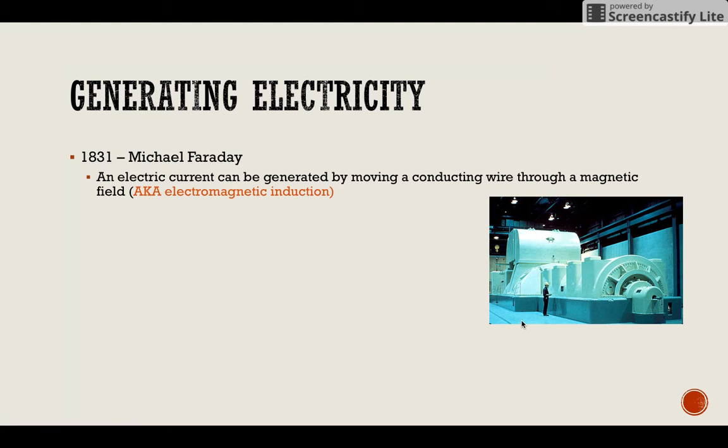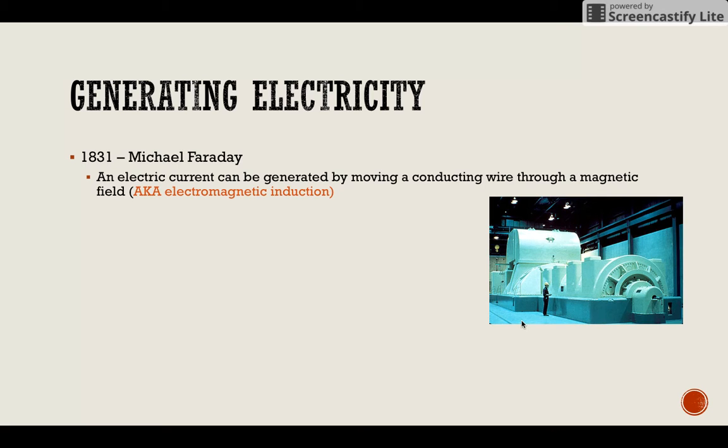So let's talk about generating electricity. Even though we did go over today in class how we get energy into our homes, we're going to go back in history a little bit to 1831 to see that Michael Faraday actually might have come up with the first solution of how to get the energy from one place to another. So what he saw was that an electric current can be generated by moving a conducting wire through a magnetic field. And this is called electromagnetic induction.